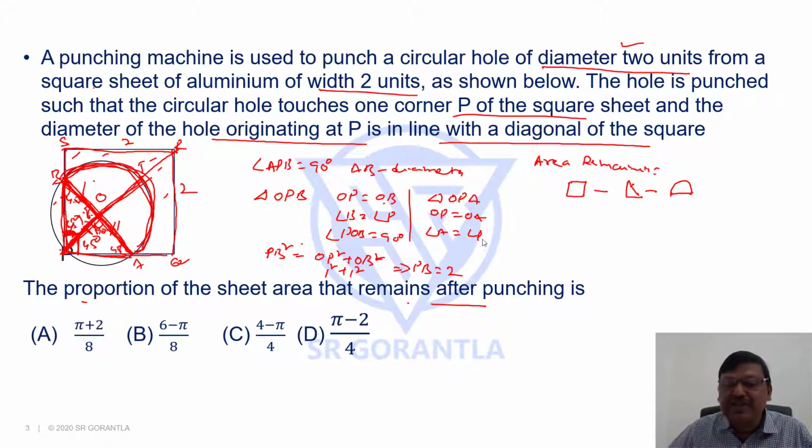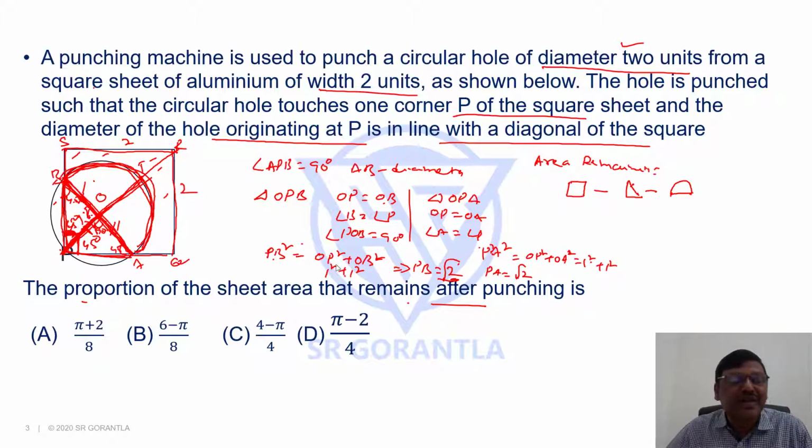And applying the same logic here, PA square is going to be OP square plus OA square, which is again 1 square plus 1 square, so PA is going to be again, PB square is 2, PB is going to be root 2, PA square is 2 or PA is going to be root 2. This is root 2, not 2.